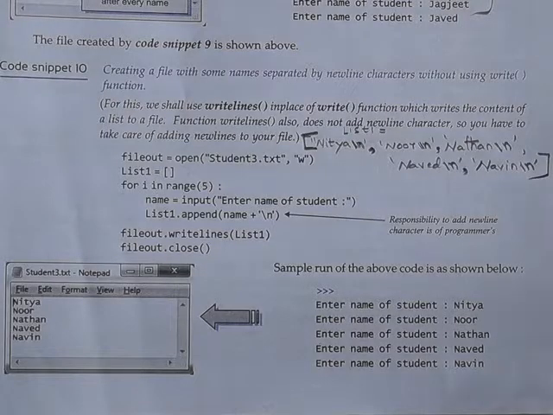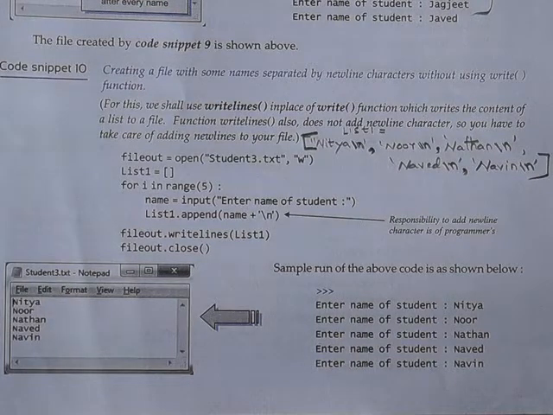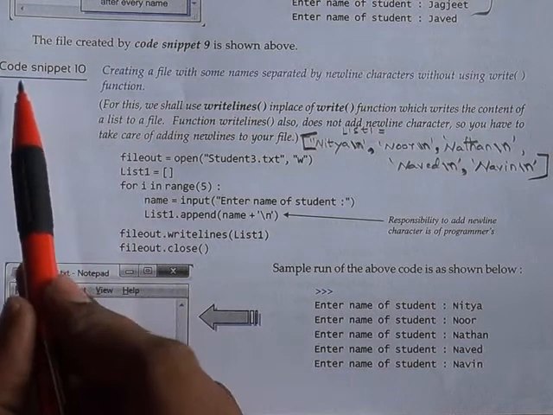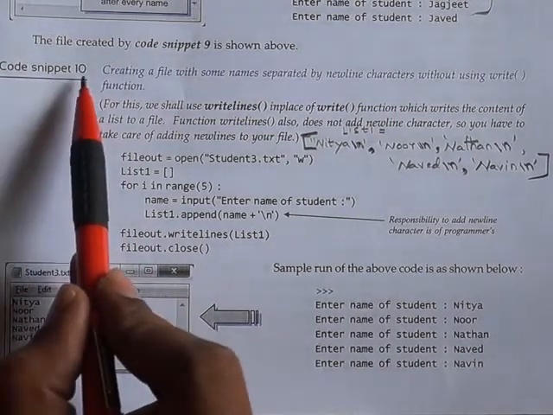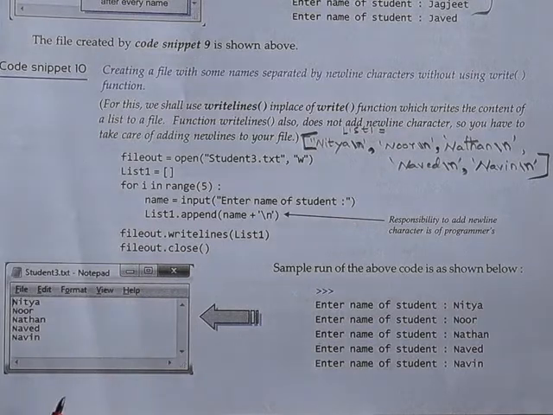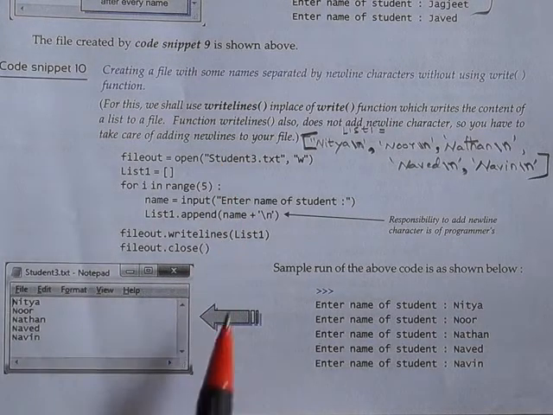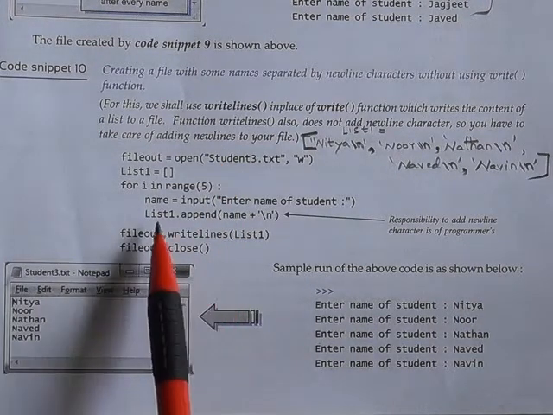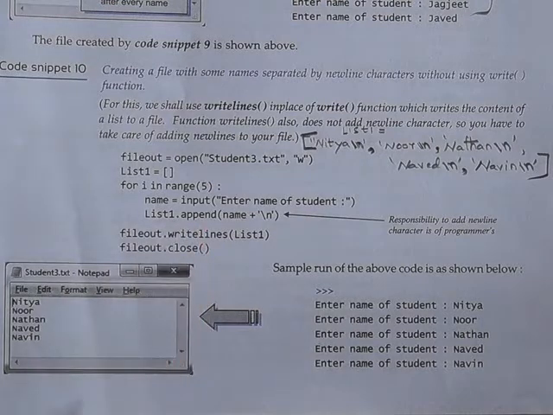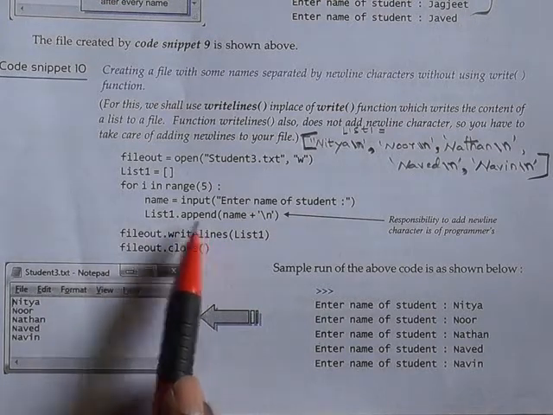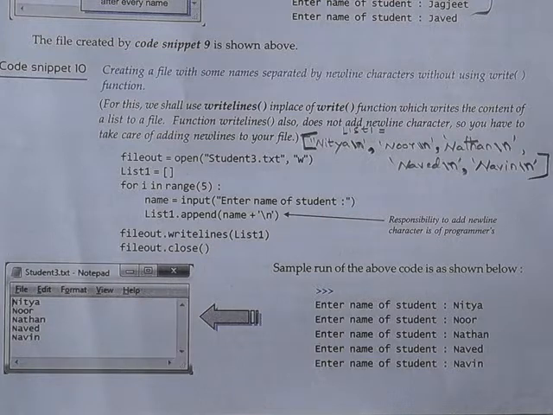So good morning students. Today we are going to see computer science class. Take page number 185, chapter 5, file handling. Today we are going to see code snippet question number 10. Today we are going to see the term list1.append. How this list1.append is going to execute, that's what I am going to explain.